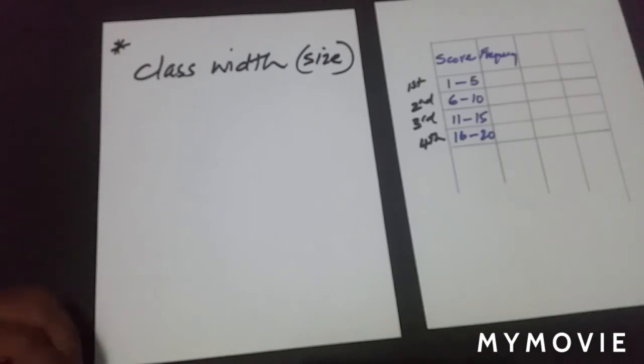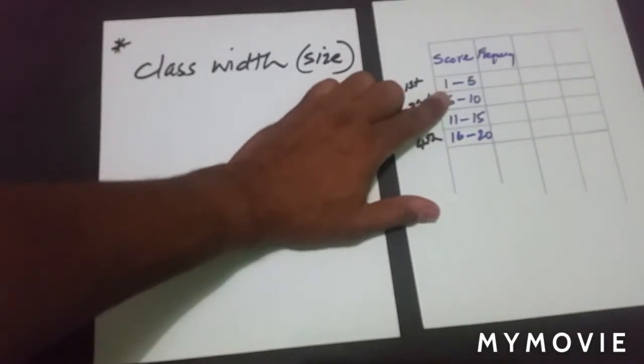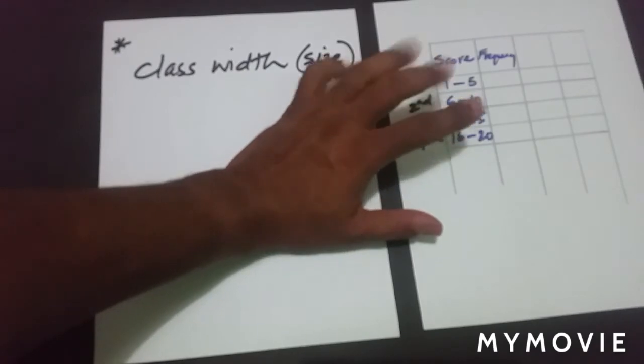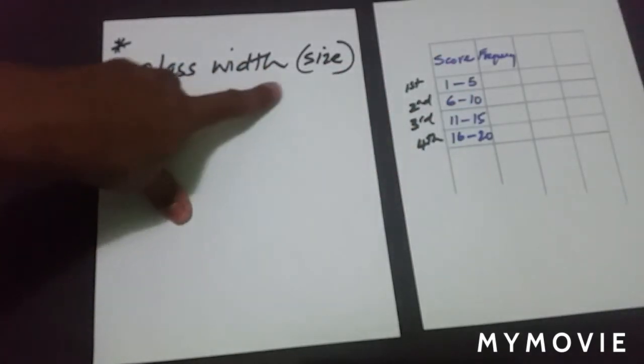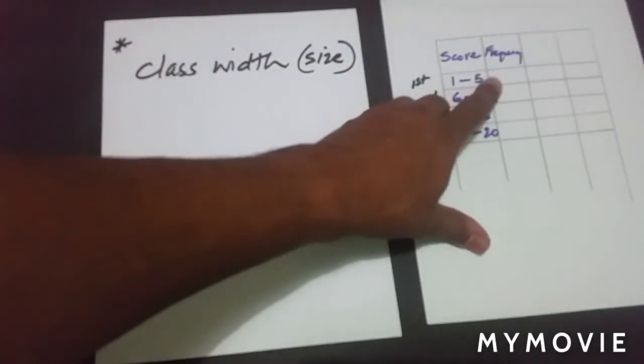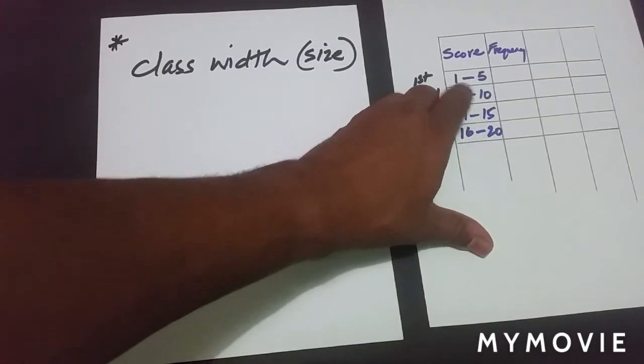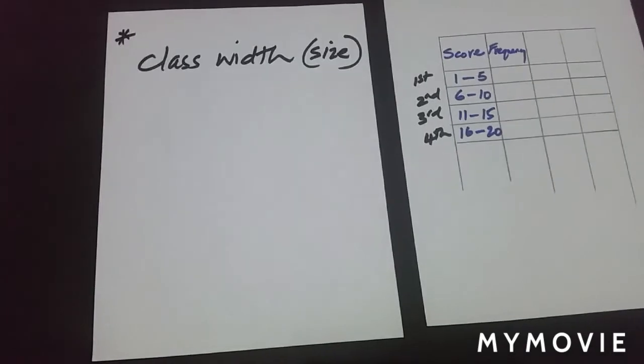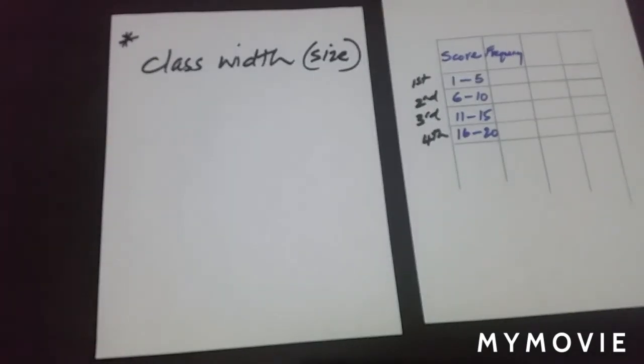A lot of times students make the mistake of answering it this way when they're asked to find the class width or the class size. They say, oh, all right, 5 minus 1 is 4, and the class width is 4. Very, very wrong. Let me point this out quickly so you don't make any mistakes.